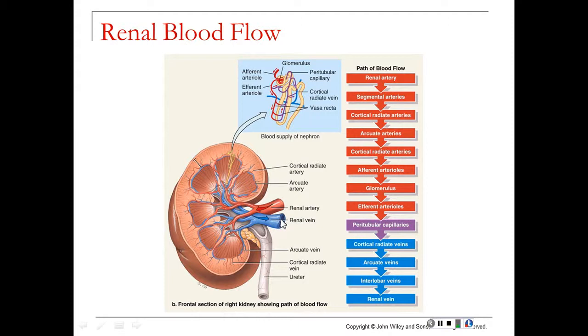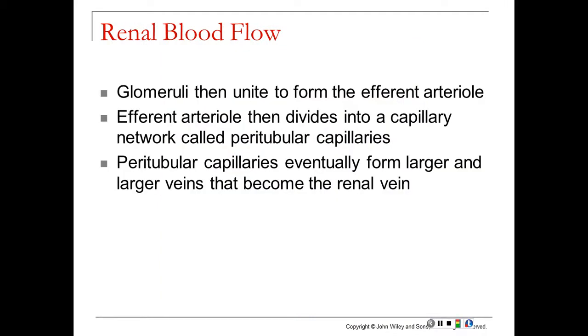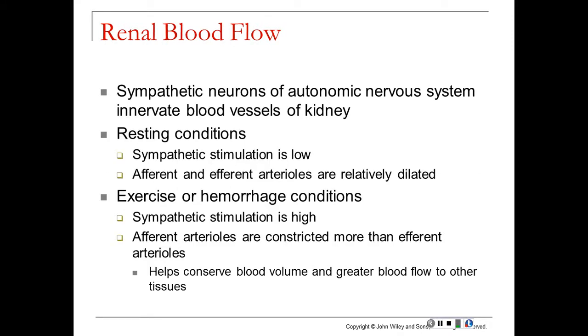Don't be too concerned with the overall nuts and bolts of every single layer of blood flow, but you should understand that the blood flows in, it goes to smaller and smaller arterioles, eventually gets to a glomerulus. That's kind of the big picture here. So let's talk about that glomeruli. The glomeruli are going to unite to form that efferent arteriole that I showed you. Those efferent arterioles divide into those peritubular capillaries, and those peritubular capillaries form larger and larger veins, which fuse together to become the renal vein, which then fuses with the inferior vena cava.